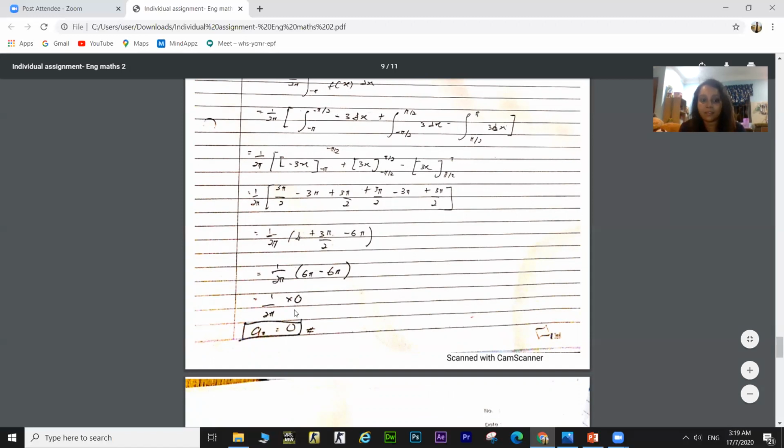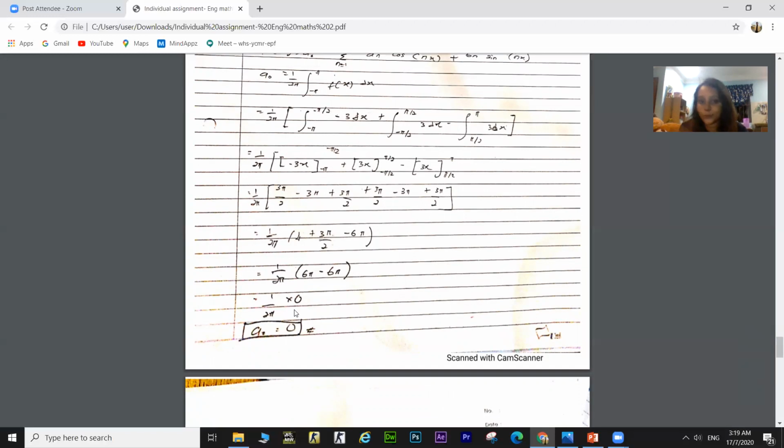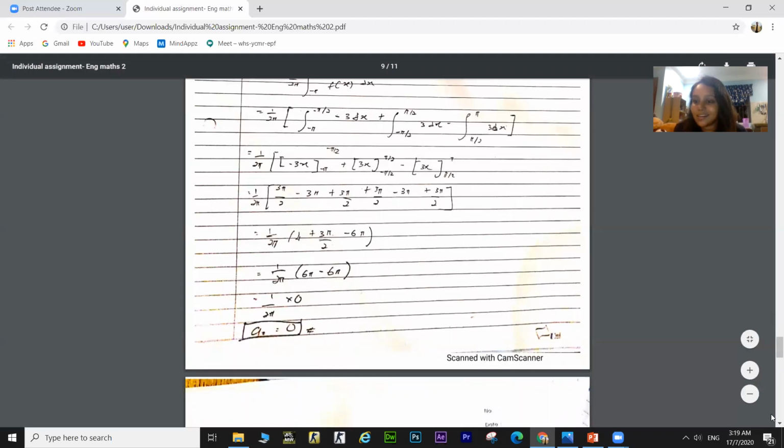So a_n equals 0. Sorry, a naught, not a_n. a naught equals 0. I'm confused.